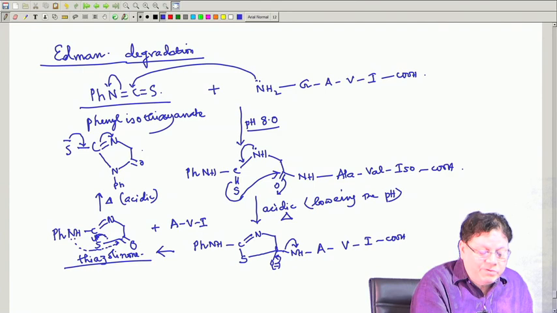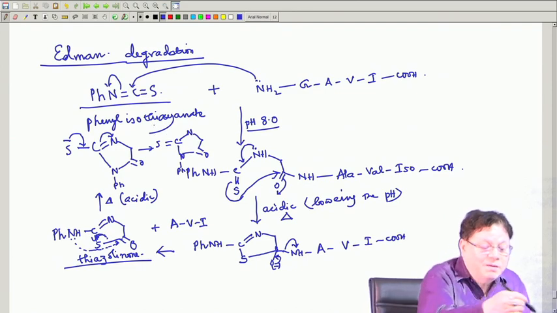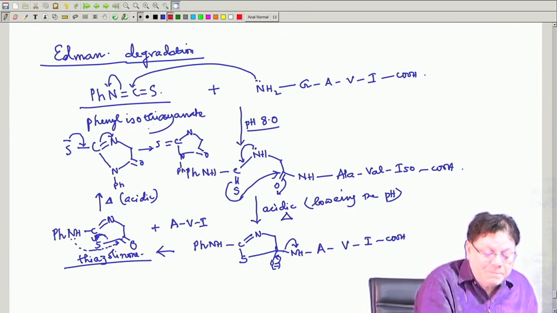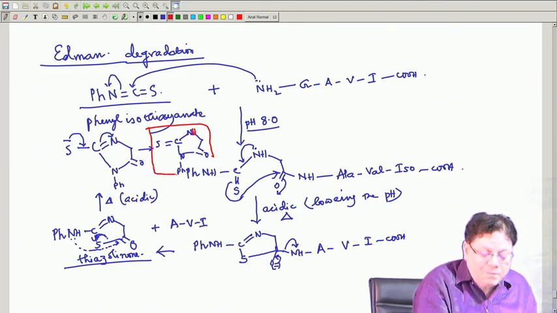So, maybe I can write that structure in this small space. So, that will become C double bond S, N, CO, then N pH and this. So, this is my final product, NH, sorry, that is NH. This is my final product.